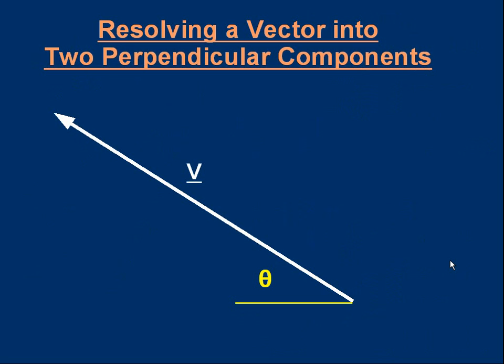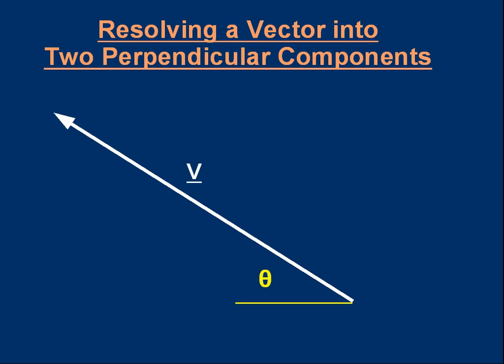About how to resolve a vector. And we're going to resolve a vector into two perpendicular components. Now, components don't have to be perpendicular, but for all practical purposes, we find that we need perpendicular components. That may mean one that's horizontal and one that's vertical. The components are at 90 degrees to each other.